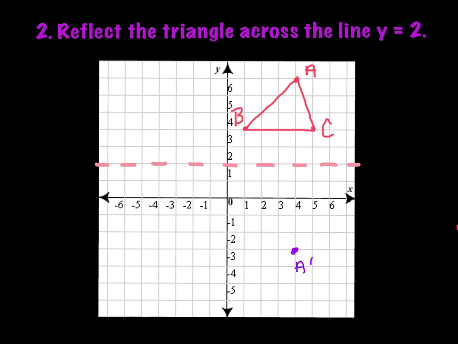And similar to the other problem, B is 2 units away. So B prime will be 2 units away. And then C is 2 units away from the reflection line. So 2 units here. This would be C prime. And connect your points. And you have a reflection of triangle ABC. I want to go ahead and write y equals 2 here so you remember that was the reflection line.